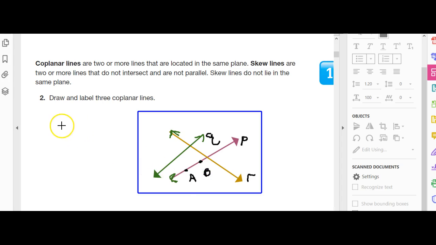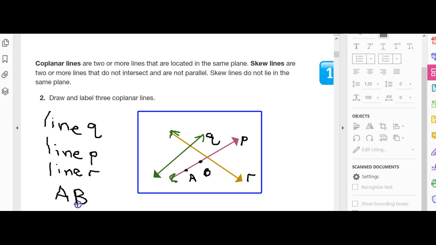And then I would say, okay, I have line Q, line P, line R, or I can just use the notation for a line, putting down 2 letters and putting the symbol of a line over it. This is the symbol, right? It has to have arrows on both sides to show that that line goes forever.